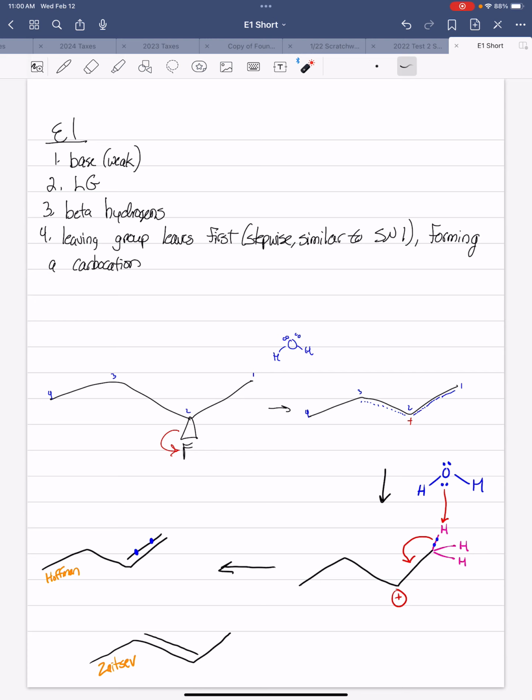With the E1 mechanism, it happens in several steps versus a concerted process like we saw with SN2 or E2. The first step is always going to be the loss of our leaving group. This will always create a carbocation on top of the alpha carbon. Be on the lookout for any kind of rearrangement that can occur, which will result in a more stable carbocation.